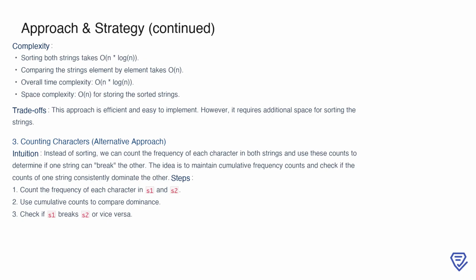Another alternative to sorting is the character counting approach. Here, instead of sorting, we count the frequency of each character in both strings. Using these counts, we can determine if one string can break the other. By maintaining cumulative frequency counts, we check if the counts of one string consistently dominate the other. This eliminates the need for sorting, offering a simpler, linear time complexity for counting characters.